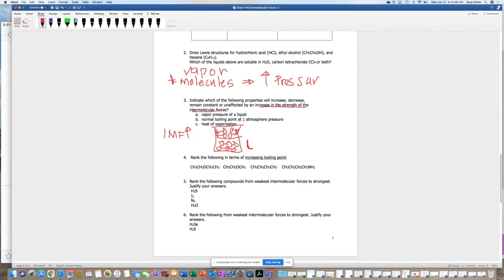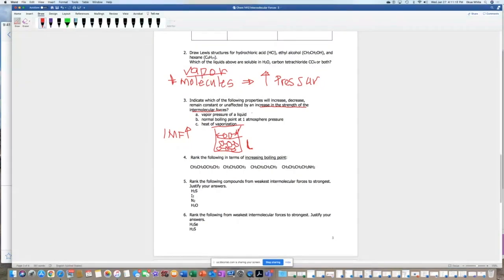Remember, the vapor molecules are different from gas molecules. Gas molecules are always free. Vapor molecules are former liquid molecules that escaped. So if the force holding them in the liquid is strong, you're not going to have a lot of escapees, right? So you're going to have fewer molecules in the vapor form. If that's the case, the pressure is less because only a few molecules can escape. Right?